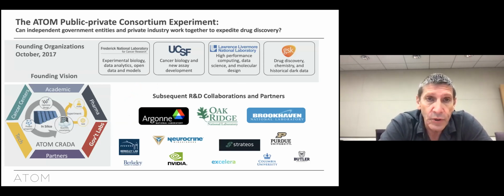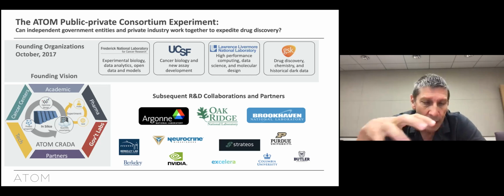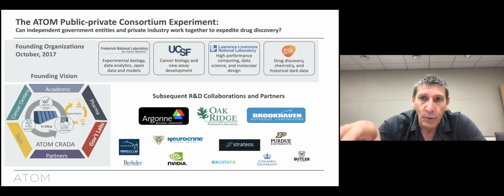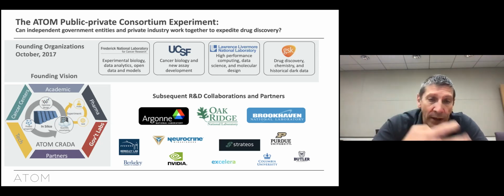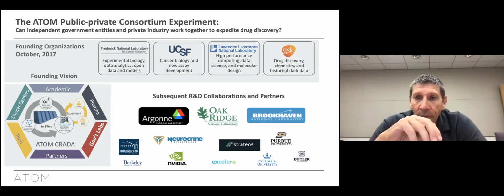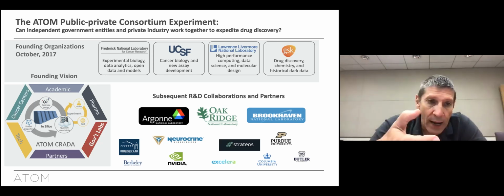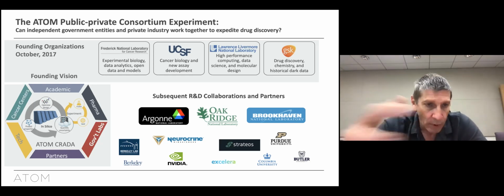So ATOM is a public-private consortium. The consortium itself we consider to be an experiment. It's looking at, can we have a number of government entities work together with the private sector to really expedite and speed this up. So the founding organizations in 2017 have been Frederick National Lab for Cancer Research, part of the National Cancer Institute, University of California at San Francisco and the Helen Diller Cancer Center at UCSF, Lawrence Livermore National Lab, where I work, where we bring the computing and the data science and machine learning to this process, and then GSK, who came in with their leader John Baldoni in this area to bring in the long experience in drug discovery, and they provided early on a lot of data to bootstrap ATOM up to where we are now.